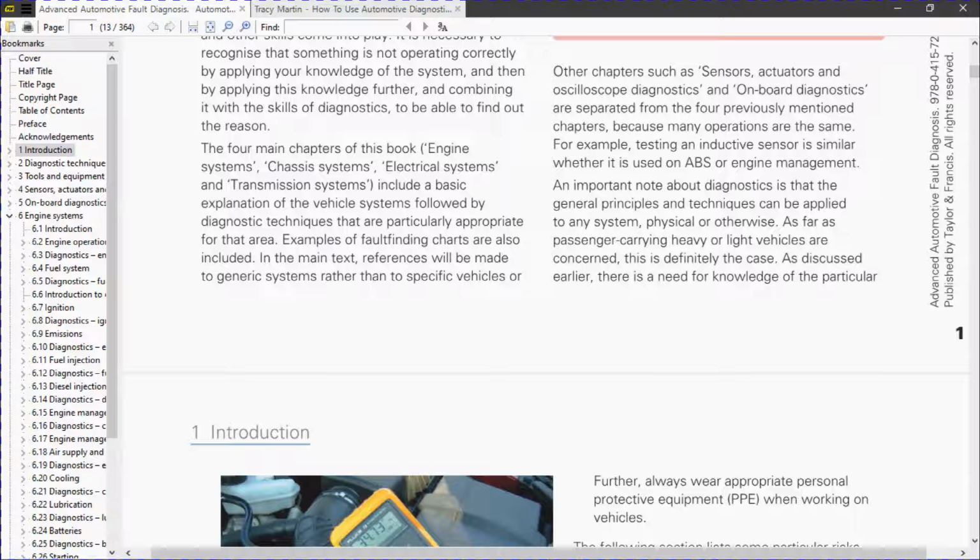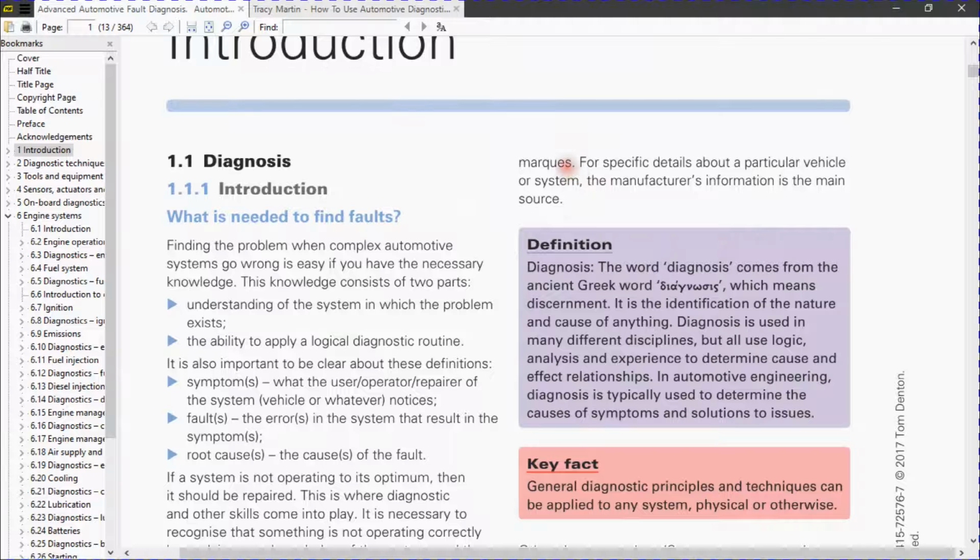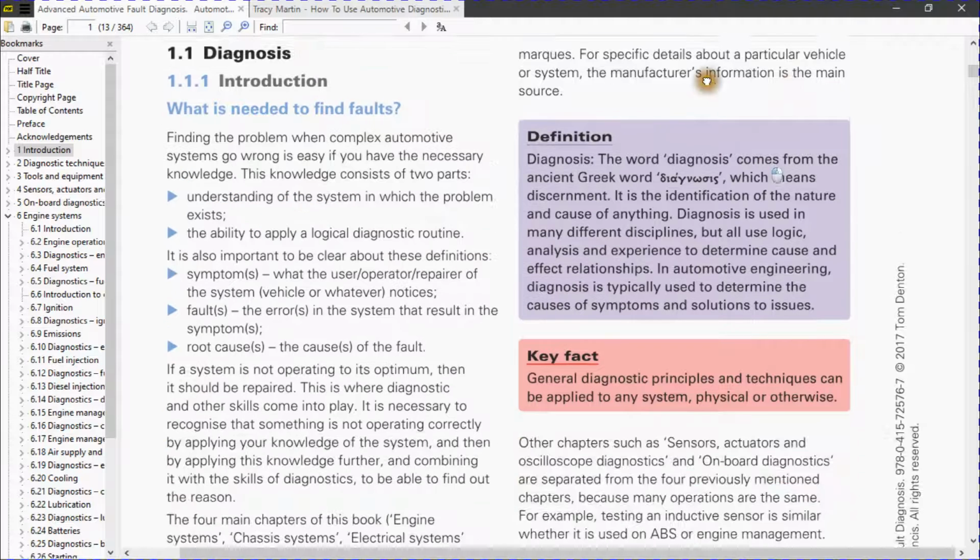The four main chapters of these books, engine systems, chassis systems, electrical systems and transmission systems, include basic explanations of vehicle systems, followed by diagnostic techniques that are particularly appropriate for the area. Examples of fault finding charts are also included. In the main text, reference will be made to generic systems rather than to specific vehicles. Other chapters, such as sensors, cover specific details about a particular vehicle or system. The manufacturer information is the main source.